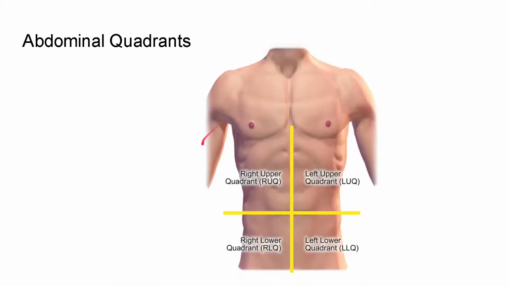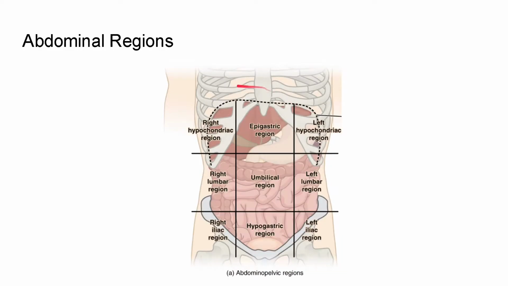So now we're going to look at abdominal quadrants. Here you have your right upper quadrant, your right lower quadrant, your left upper quadrant, and your left lower quadrant. Again, you might be asking why, but we did go over this. You always want to think of the patient's right and left, so this is the patient's right, and this is your patient's left.